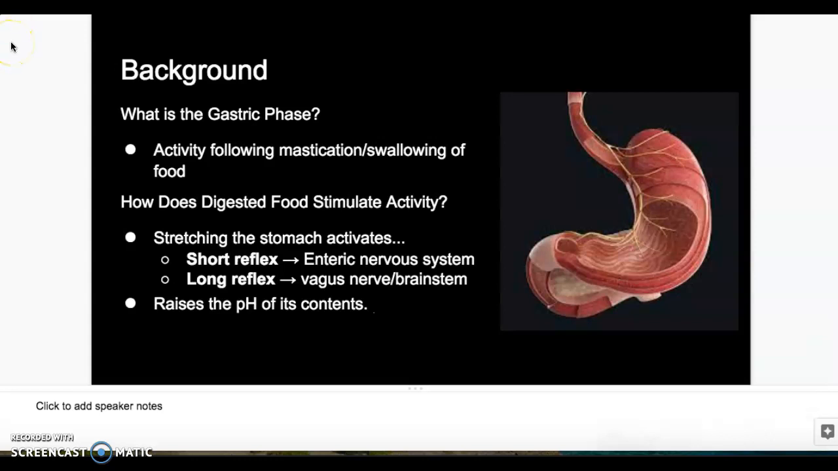How does digested food actually stimulate this activity? Well, there are really three ways that this can happen. One of them is the stretching of the stomach, which will activate one of two or both reflexes. One is the short reflex, which is the enteric nervous system, and the other one is the long reflex, which is the stimulation from the vagus nerve and the brainstem, and that is a parasympathetic nervous system pathway. And then the third one is a rise in the pH of the contents within the stomach.